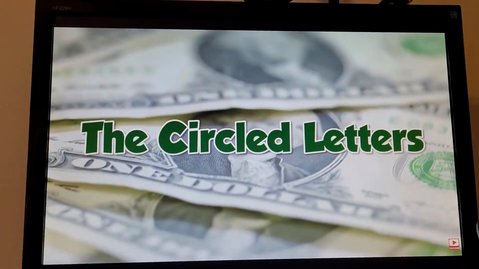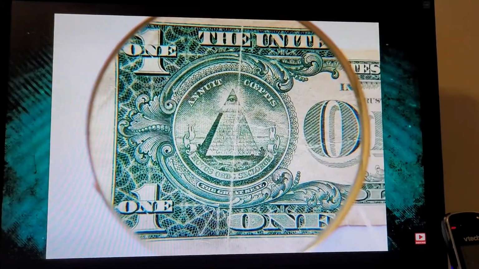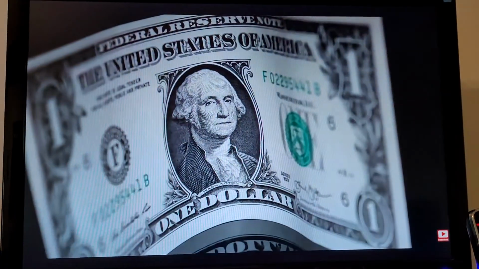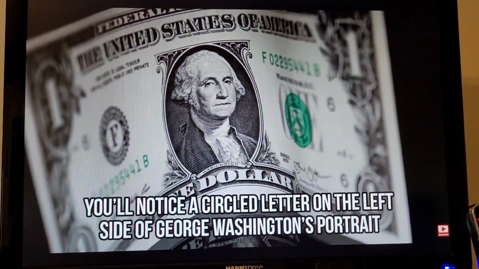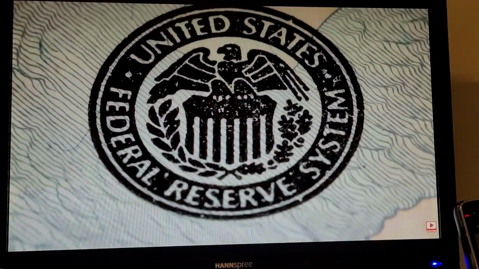The circled letters. You've probably noticed that the dollar bill features some strange letters, and by now you know that every element on the bill has a secret meaning. If you turn the bill to the front, you'll notice a circled letter on the left side of George Washington's portrait. These are also known as the Federal Reserve Seal.